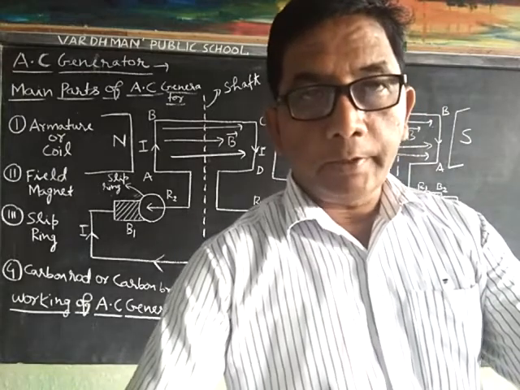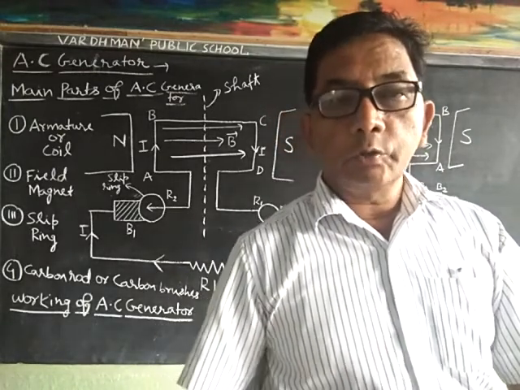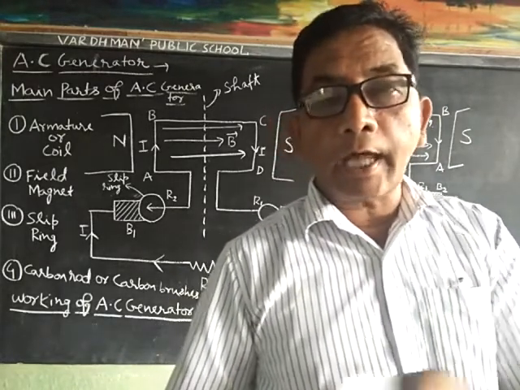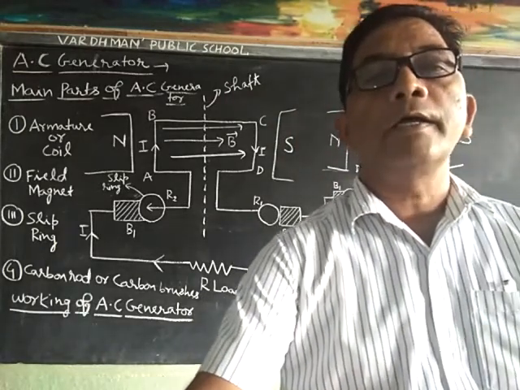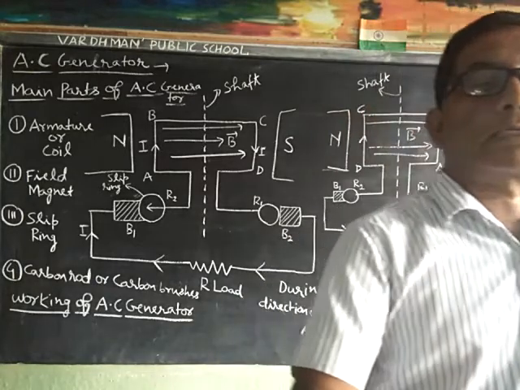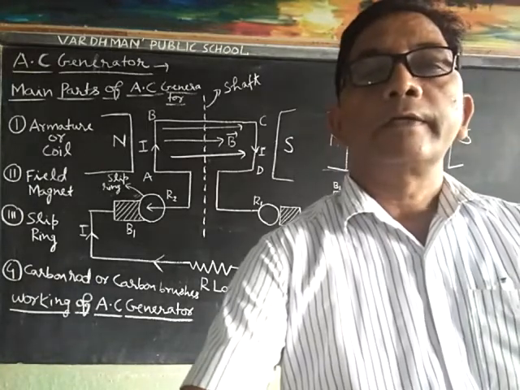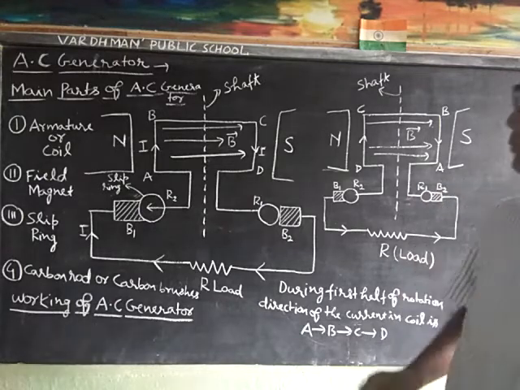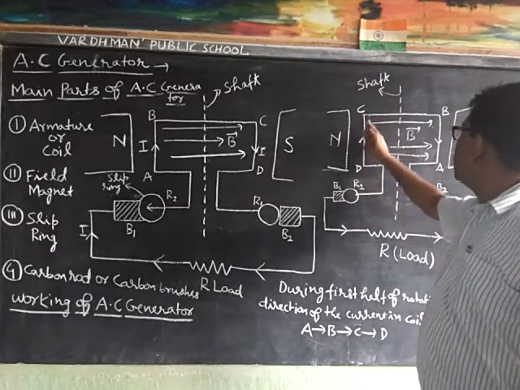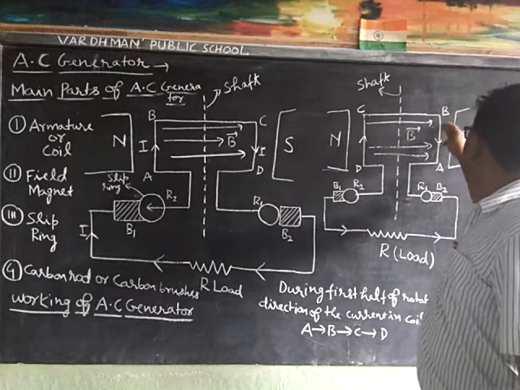Now we will discuss the second half of the rotation. During the second half of the rotation, the direction of the current in the coil is D to C, C to B, and B to A.